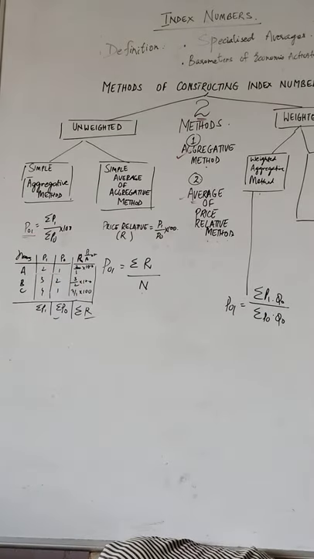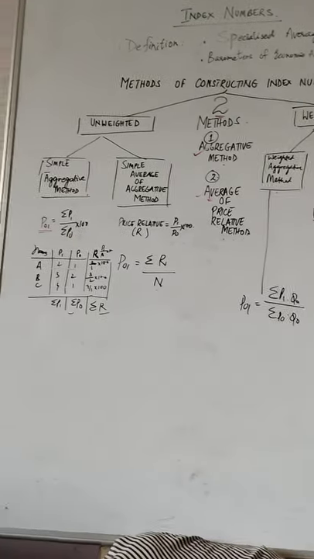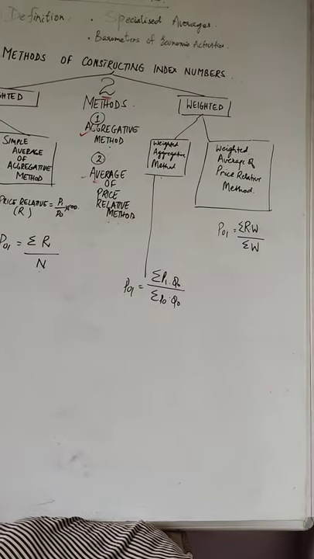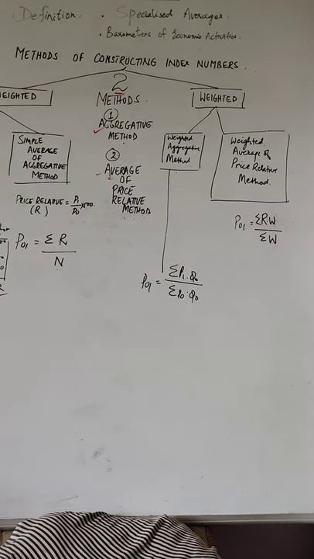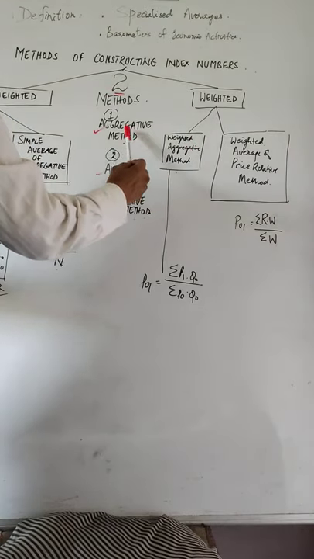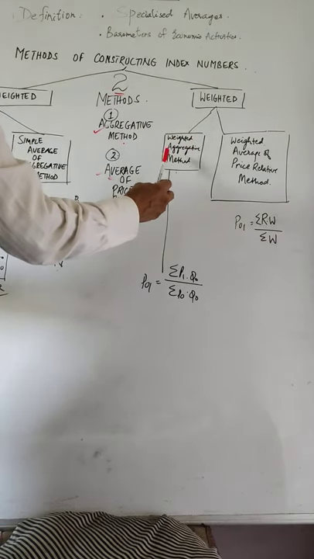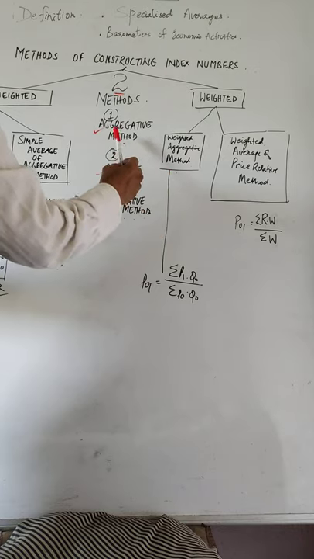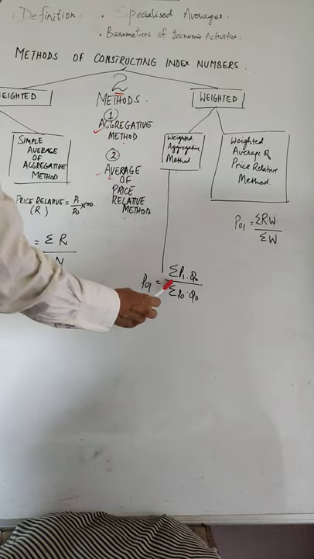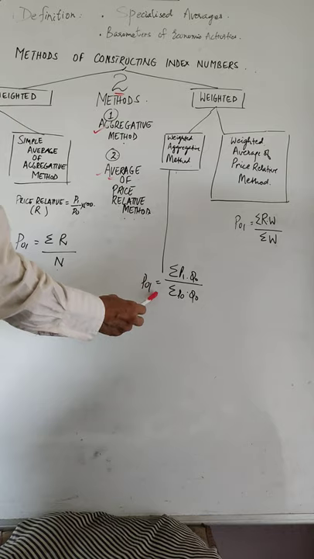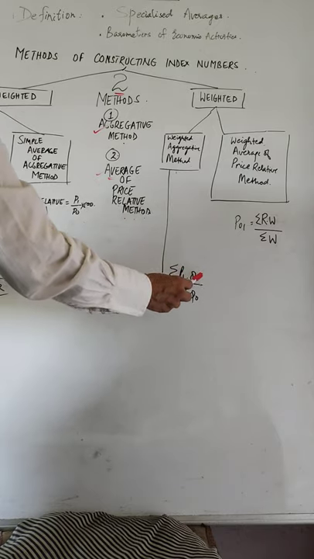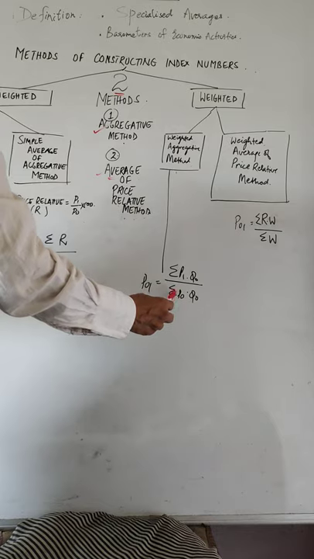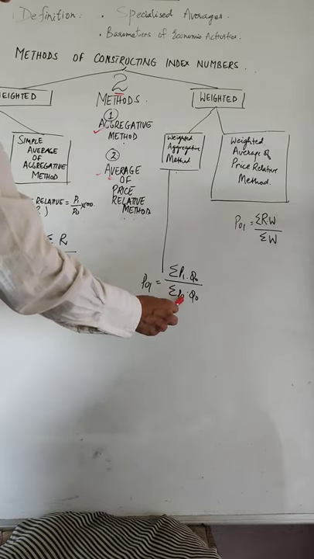Now, coming to weighted. Let's just do the weighted one. Is that clear? Now, in the weighted index numbers, we take the aggregative method and we multiply it with the weights. What is the formula? P01, that is the prices of the current year over the base year, which is the index number, is equal to summation of P1 into Q0 divided by summation of P0 into Q0.